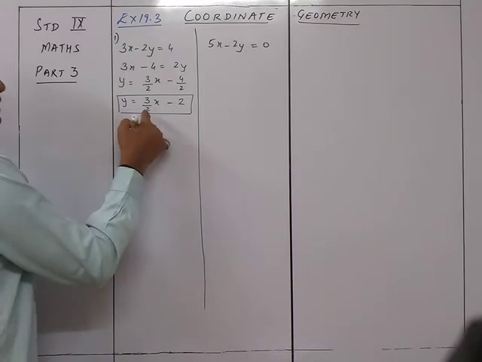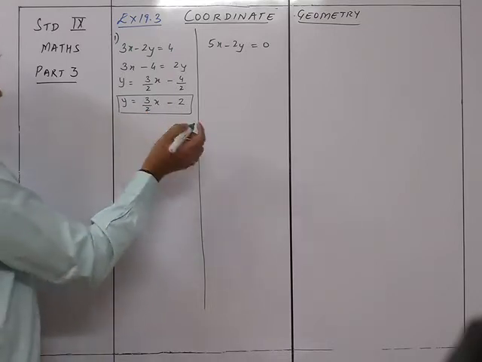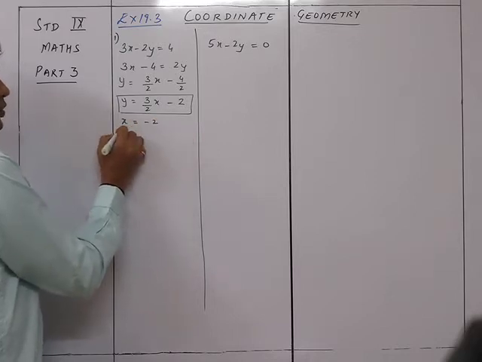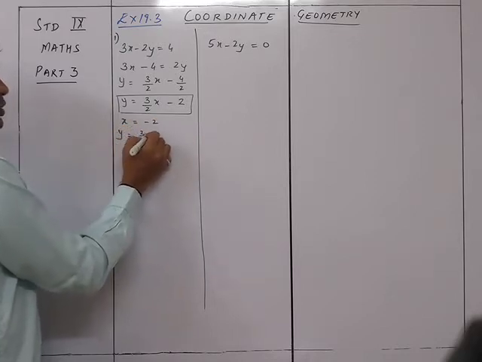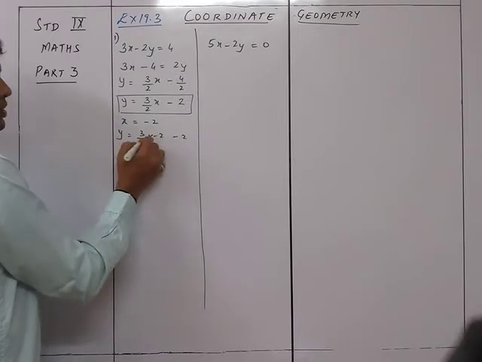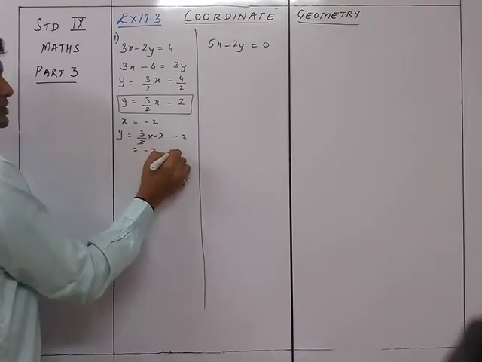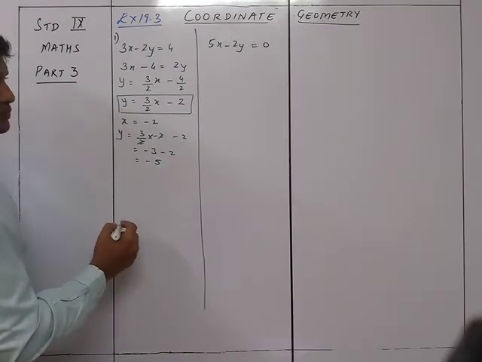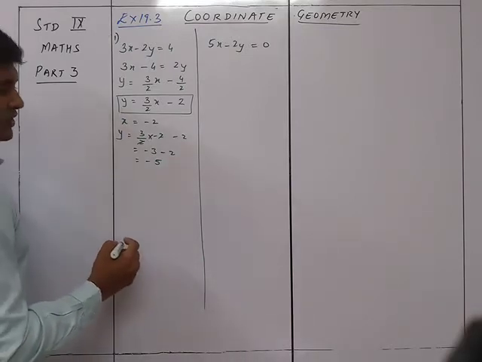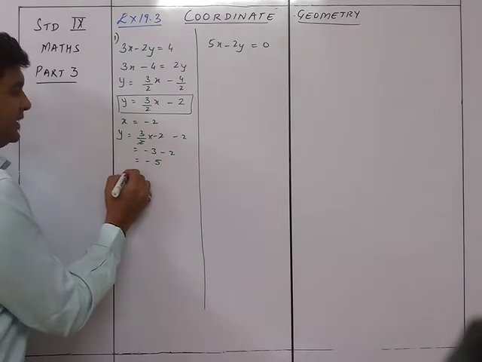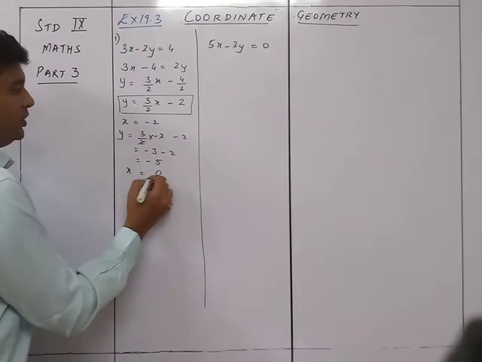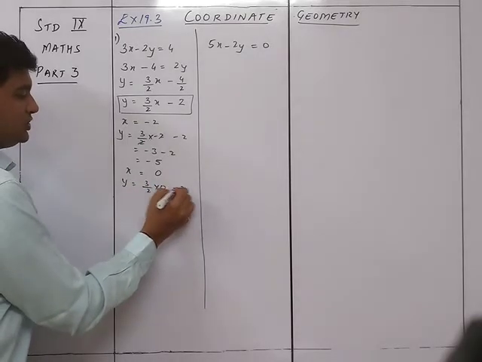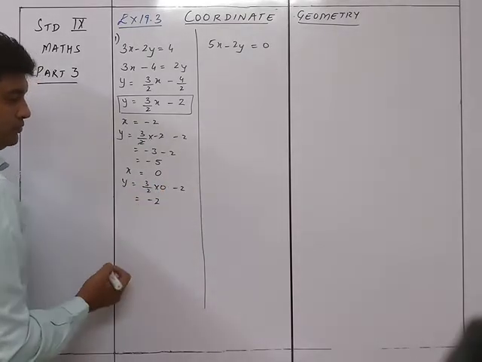So first here, the denominator is 2, so we'll take the numbers as multiples of 2. So x is equal to minus 2. So y is equal to 3 upon 2 into minus 2, minus 2. So this is going to be minus 3 minus 2, which is minus 5. So this will give you minus 5. So that is the first part. The second one is x is equal to 0. So y is equal to 3 upon 2 into 0 minus 2. That will be minus 2.